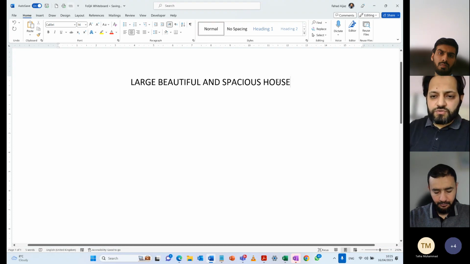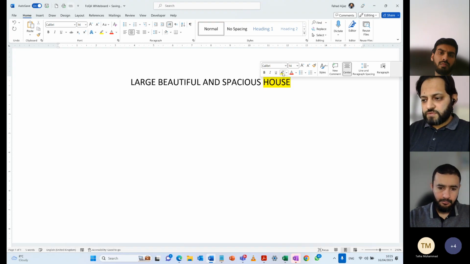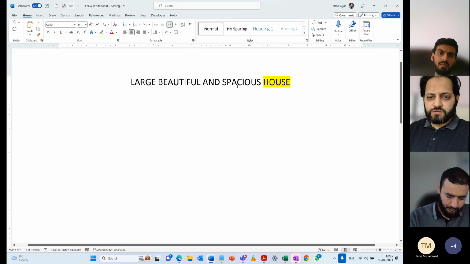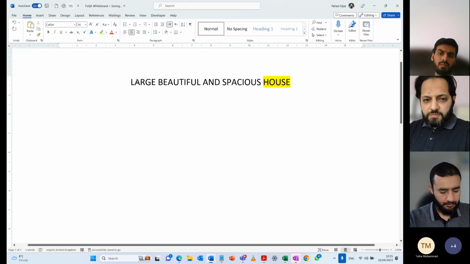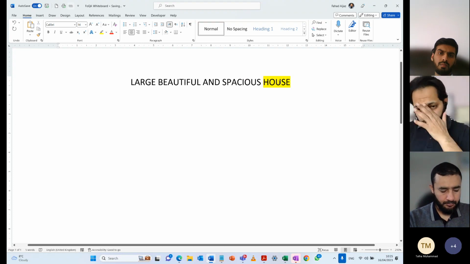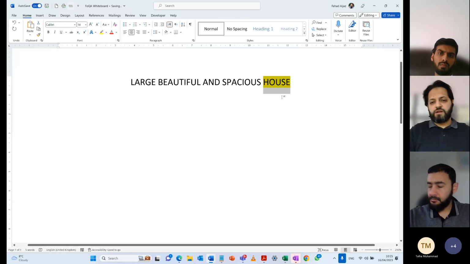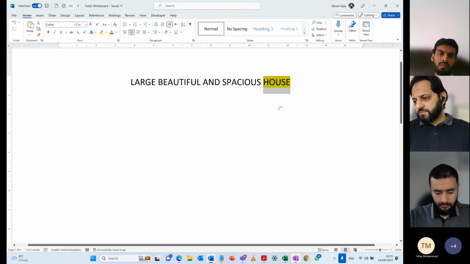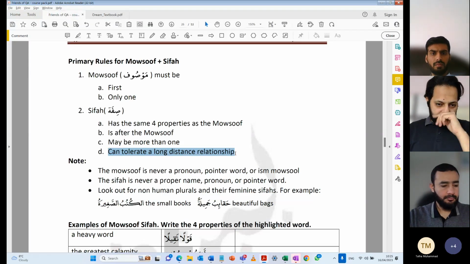So in this case, house is the ism, which is only one. That is Mawsoof. But there are three sifas: large, beautiful, spacious, and "and" is not a sifa, it's just a connector. Three sifas, there can be multiple of them, but the ism, which is Mawsoof, is only one. So Mawsoof will always be one, but you can describe it with many different sifas. Clear, Sohail? Ji. Good.